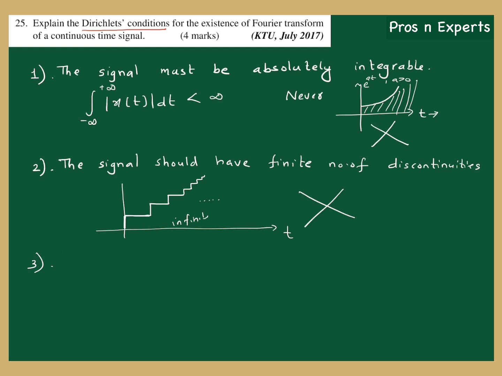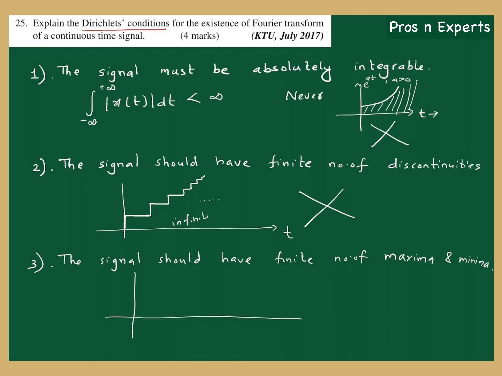Then the third and last condition is that the signal whose Fourier transform you are trying to get should have a finite number of maxima and minima. So consider a signal like this. It has a maxima here, then a minima here. Again maxima, minima, maxima, minima.